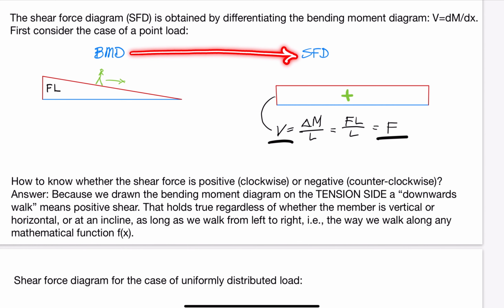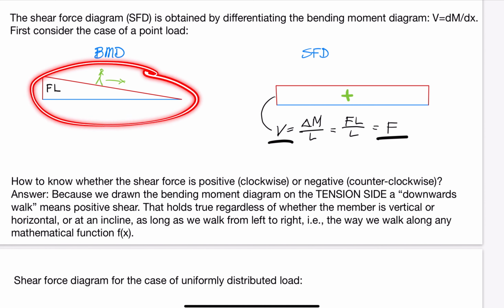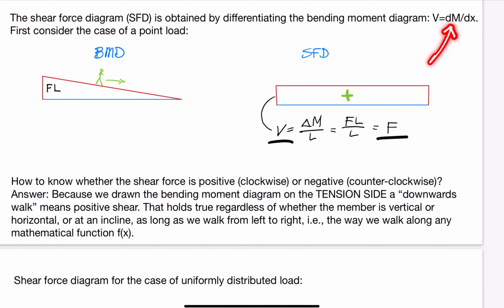So, let us practice how to go from the bending moment diagram to the shear force diagram. Here is the bending moment diagram for the cantilever with a point load, F, at the tip. We know from beam theory that the shear force is the derivative of the bending moment. Mathematically, we say that the shear force, V, is dM/dx. Because the bending moment diagram is a straight line in this case, the value of that derivative is calculated simply as the change in moment from one end to the other, divided by the length of the member. That means we divide F times L by L.